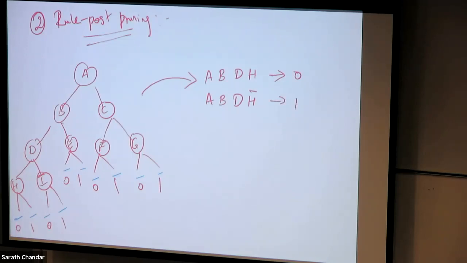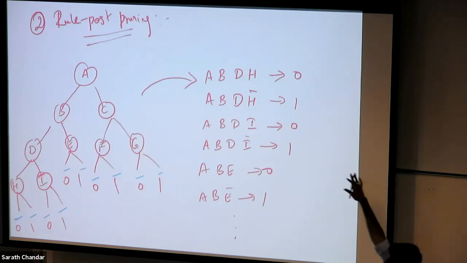The third rule is A, B, D, I, which is class 0. The fourth is A, B, D, I bar, which is class 1. Then you have A, B, E, which is class 0. Then you have A, B, E bar, which is class 1, and so on. I can take my tree and construct a set of rules based on the decision tree. So now I will consider every possible rule and try to remove it.